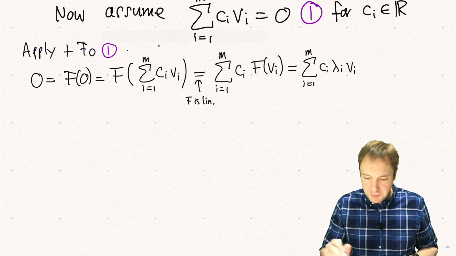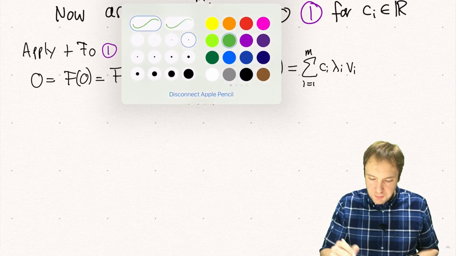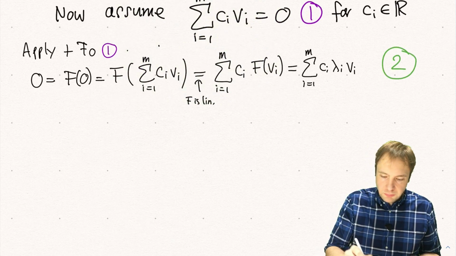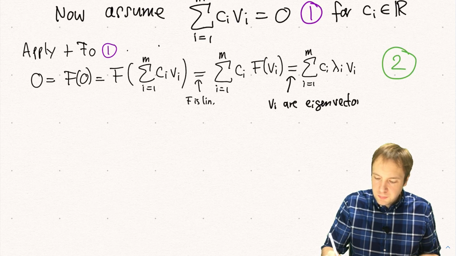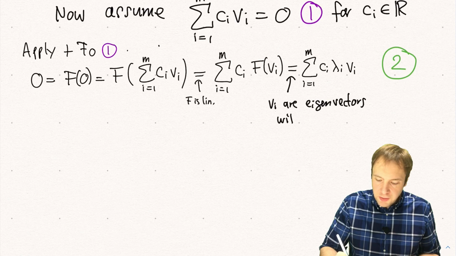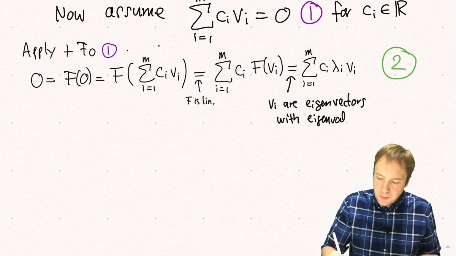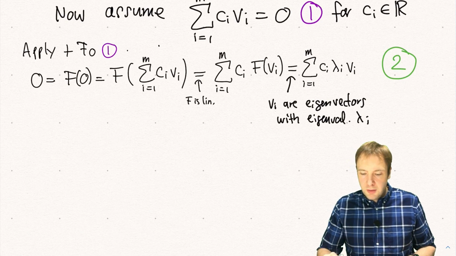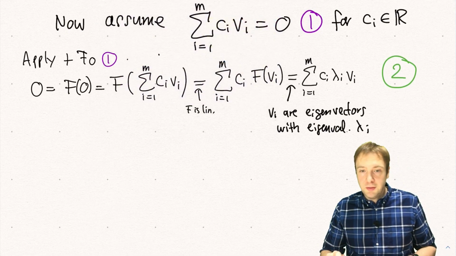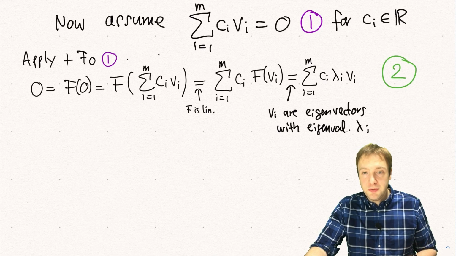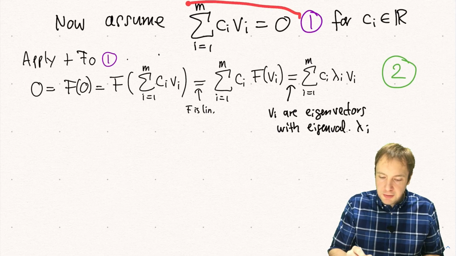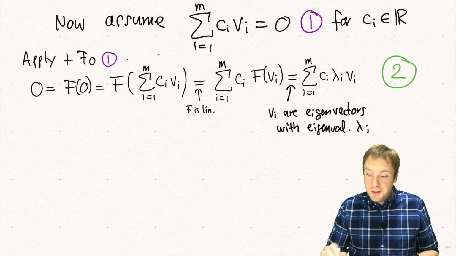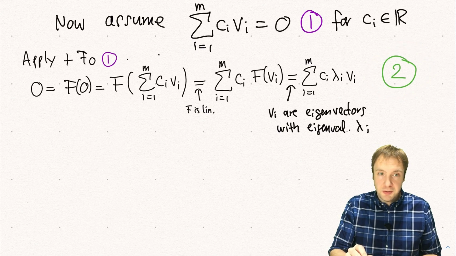This I also want to give a name. So this is equation 2. Here we used that these vi are eigenvectors with eigenvalues lambda i. Okay, so now we want to subtract these two equations. We multiply equation 1 with lambda m and then subtract equation 2.